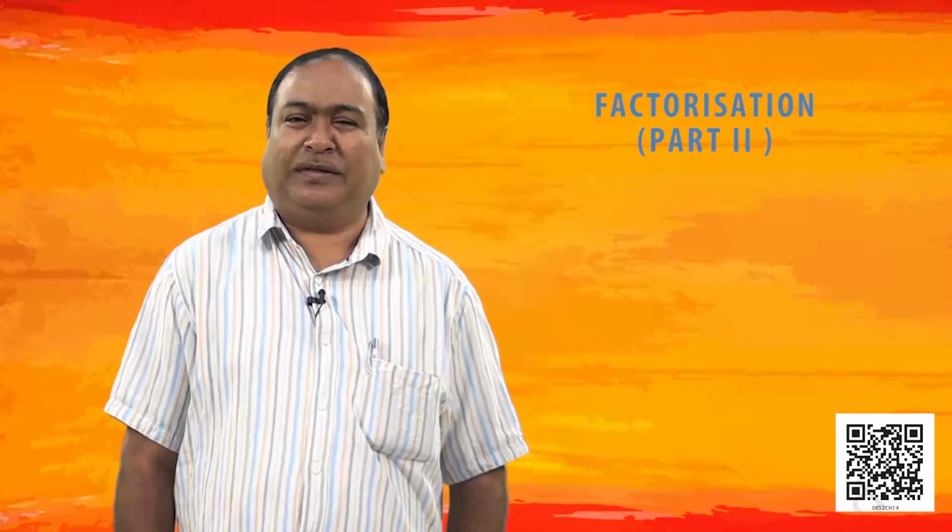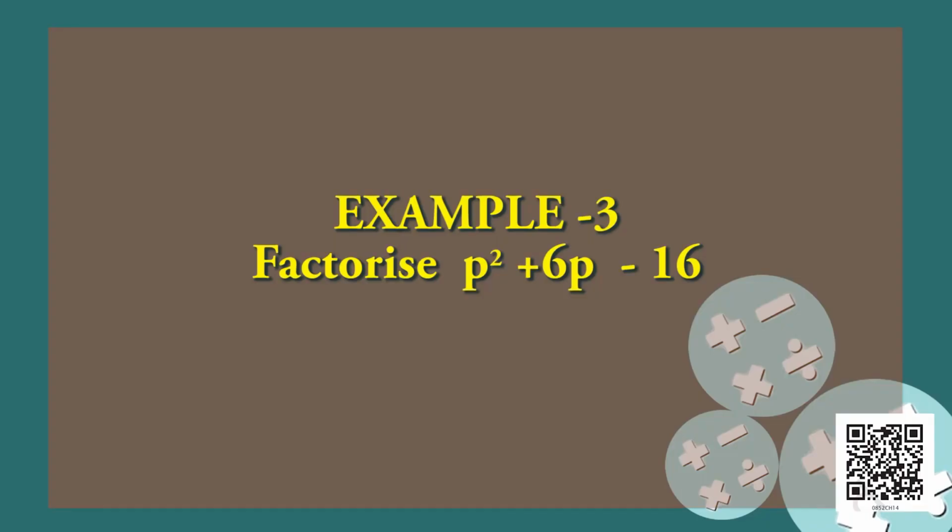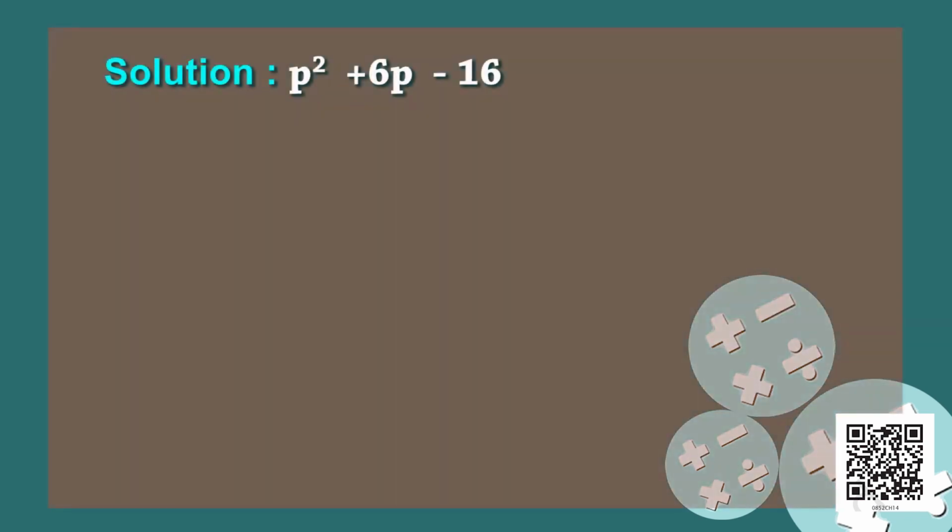Now, let us take one more example. Example 3, factorize p square plus 6p minus 16. Consider the given expression p square plus 6p minus 16. Again, if you compare the RHS of the identity 4 with this expression, we find a into b is equal to minus 16 and a plus b is equal to 6.